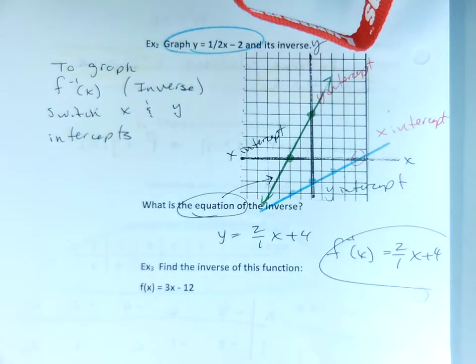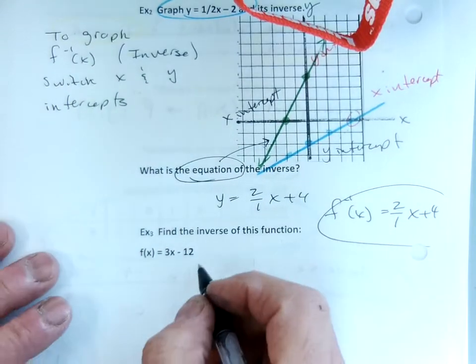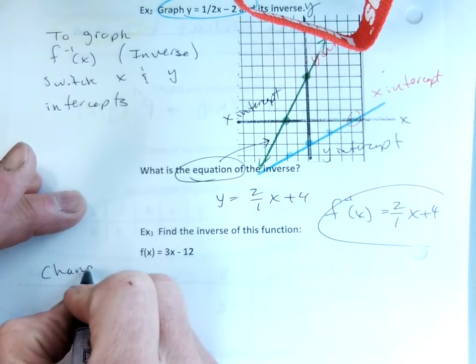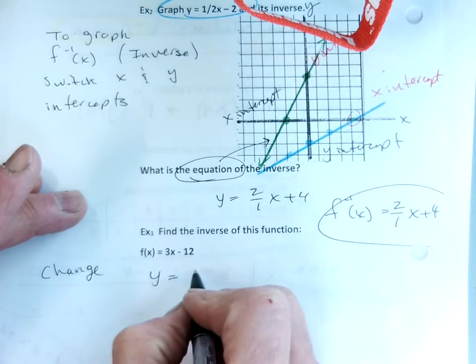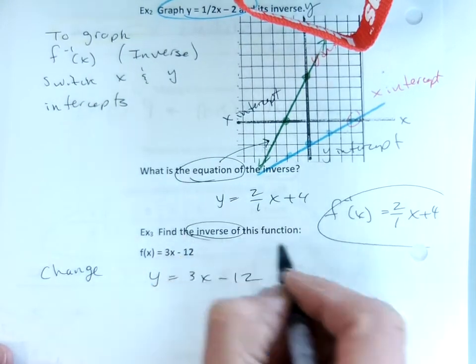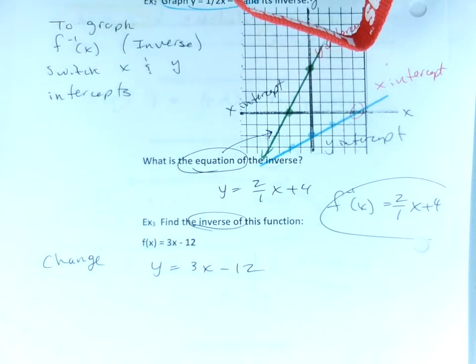Okay, now, example 3. F of x and y are the same thing. So let me do myself a favor first. Let's change this to y equals 3x minus 12, okay? Now I want the inverse, which means I need its equation. This question did not ask me to graph it, right? I just want the equation. This one's actually pretty easy if we think. I don't want to graph it.